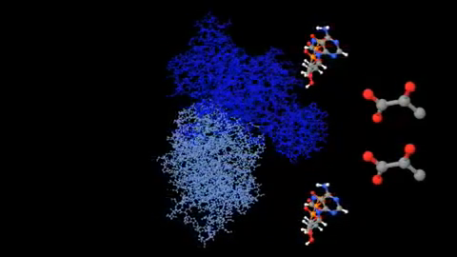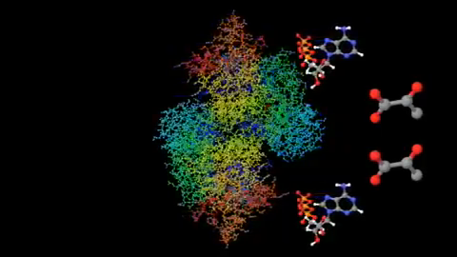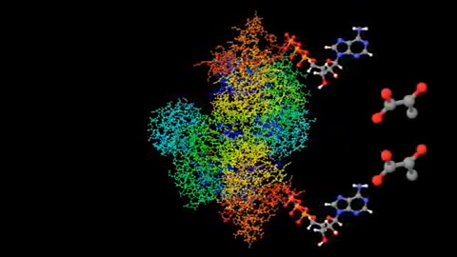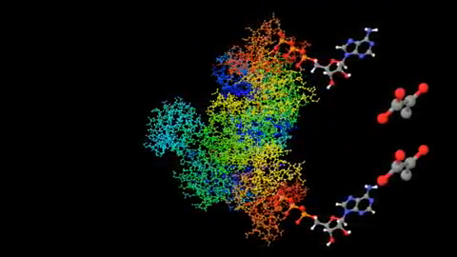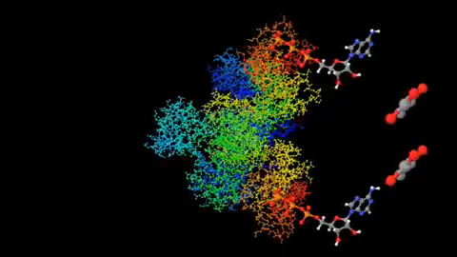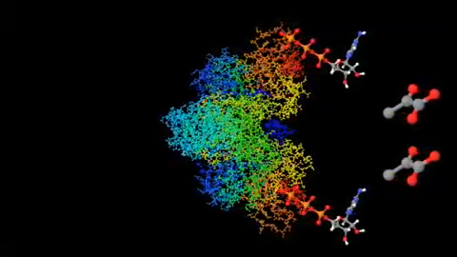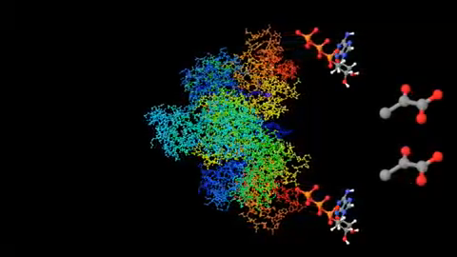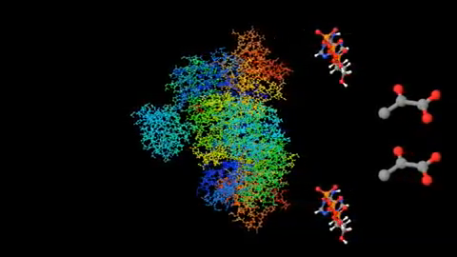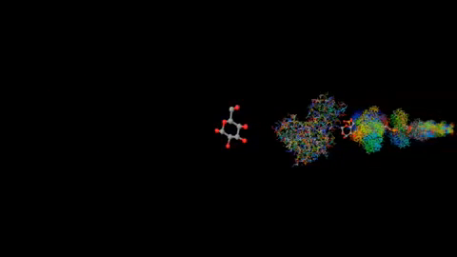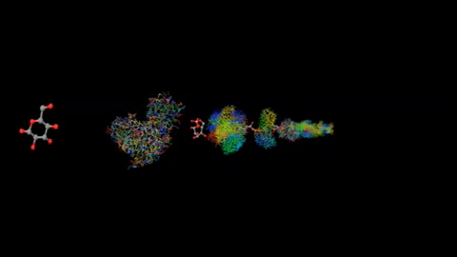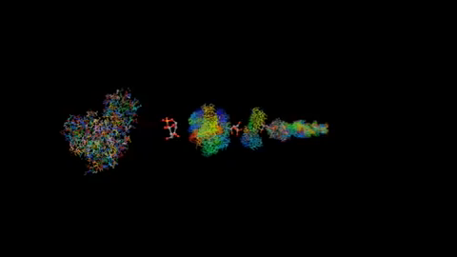These pyruvates leave glycolysis and are subsequently burned up completely into carbon dioxide and water, or converted into throwaway molecules like alcohol or lactic acid. Here is a visual review of the 10 enzymes and the intermediate molecules they produce.